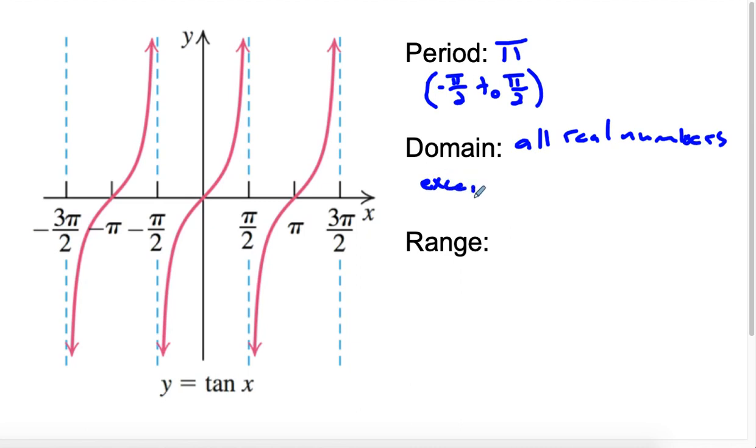except, now we've got pi over 2, 3 pi over 2, 5 pi over 2, and then negative values of that as well. So one way that we can write that is except pi over 2 plus pi n, where n is any integer. So if I add some multiple of pi or subtract some multiple of pi from pi over 2, I would get every single asymptote. So that's one way to describe the domain of this function.